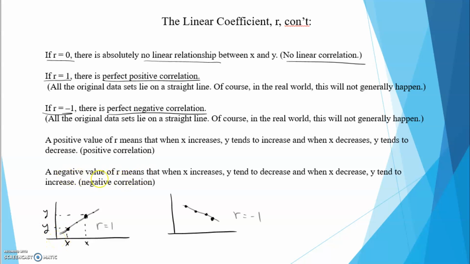If it's a negative value for r, that means that when x increases, y will do the opposite. It will decrease. So if we look at this point right here, I have a high value for y, but a low value for x. If I look at this point right here, I have a high value for x, but a low value for y.